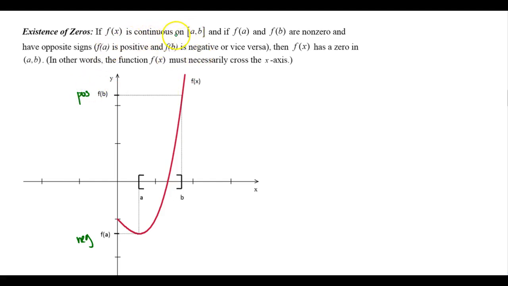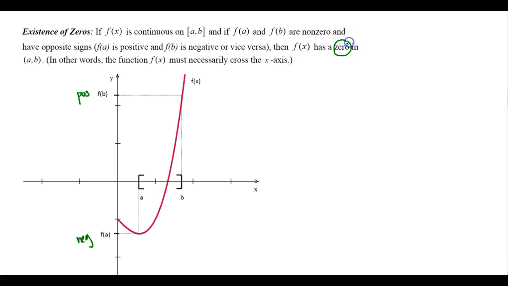So we have a continuous function on a closed interval. But now we also need f of a and f of b to be not zero, and they have to have opposite signs. So one's positive and one's negative. In this case, f of a is negative and f of b is positive. Then what has to happen is f of x has to have a 0 in the interval from a to b, where a to b is now an open interval. So in other words, the function must necessarily cross the x-axis.